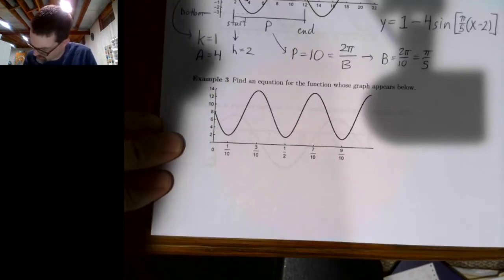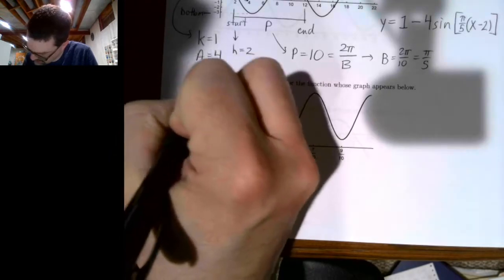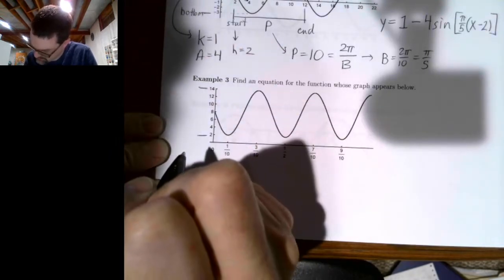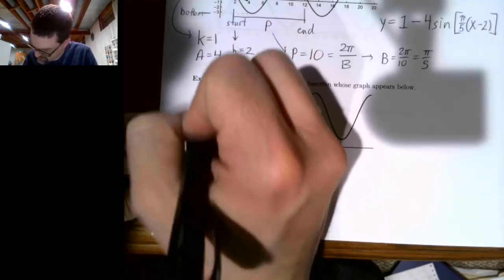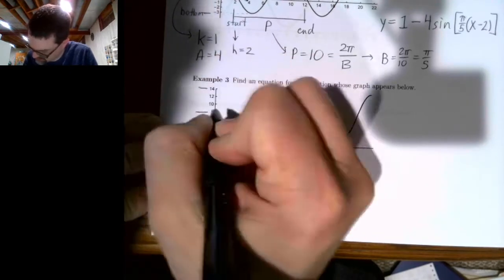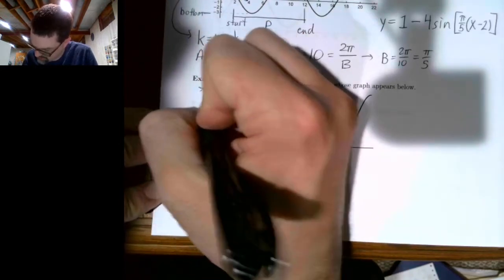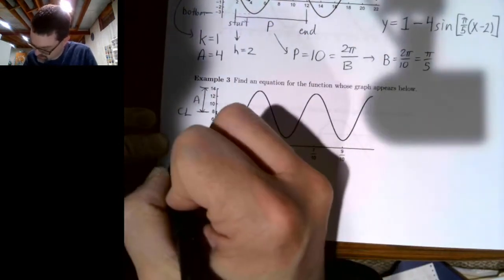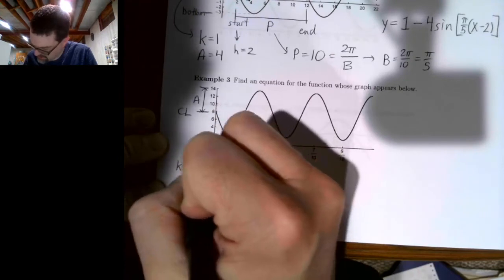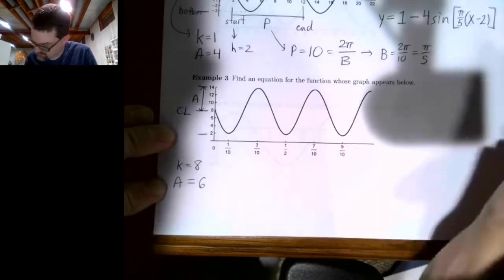So, where are we going here? First off, it looks like our bottom is at 2 and our top is at 14. So from 2 to 14, that's a span of 12, and half of that is 6. Here's our center, right at 8, and here's our amplitude. So we have k equals 8. Amplitude is 6.